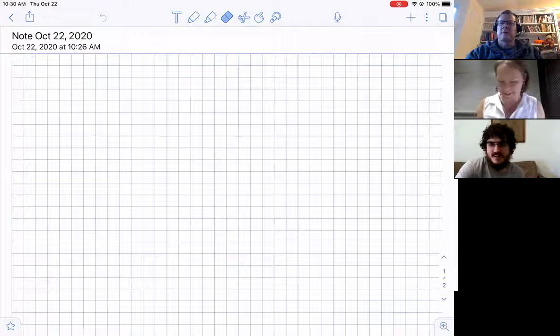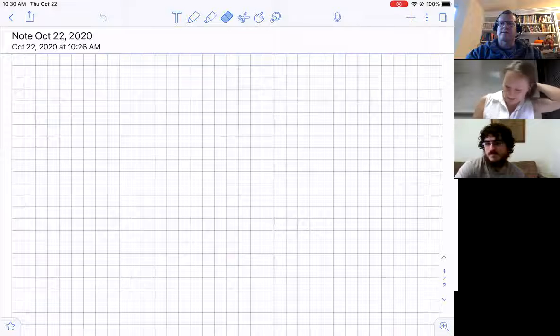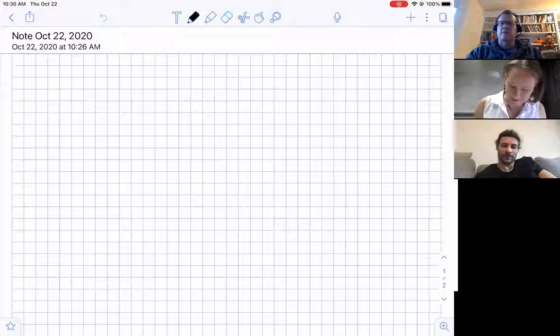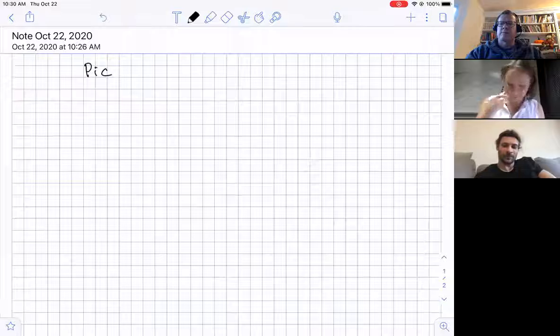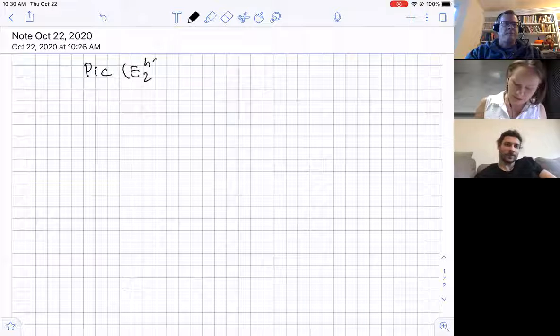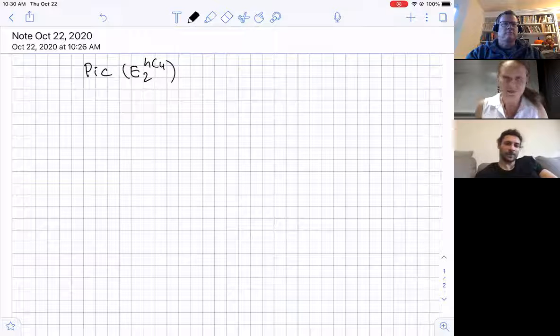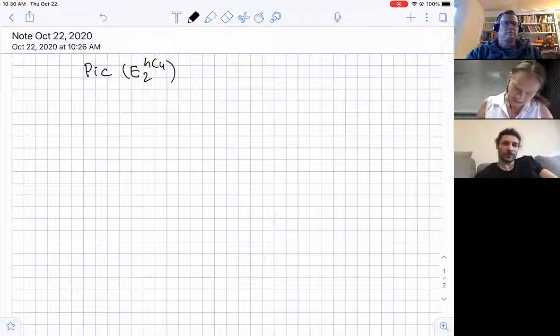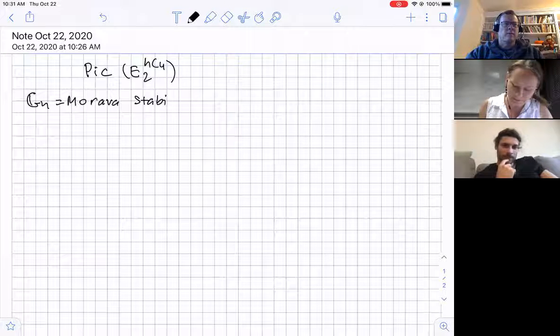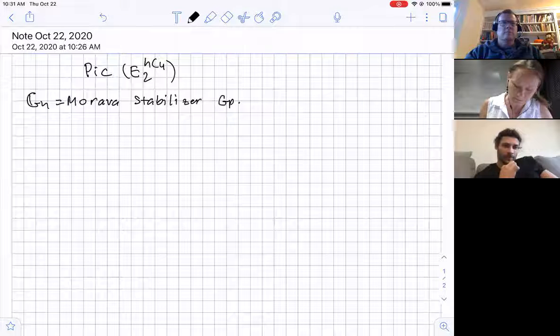All right, so I will talk about the Picard group of E2 HC4 modules. I'm sure it's familiar to many of you, but I will very quickly introduce what E2 and C4 are. So we're doing chromatic homotopy theory, and G_n is the Morava stabilizer group, and E_n is the Morava E-theory.